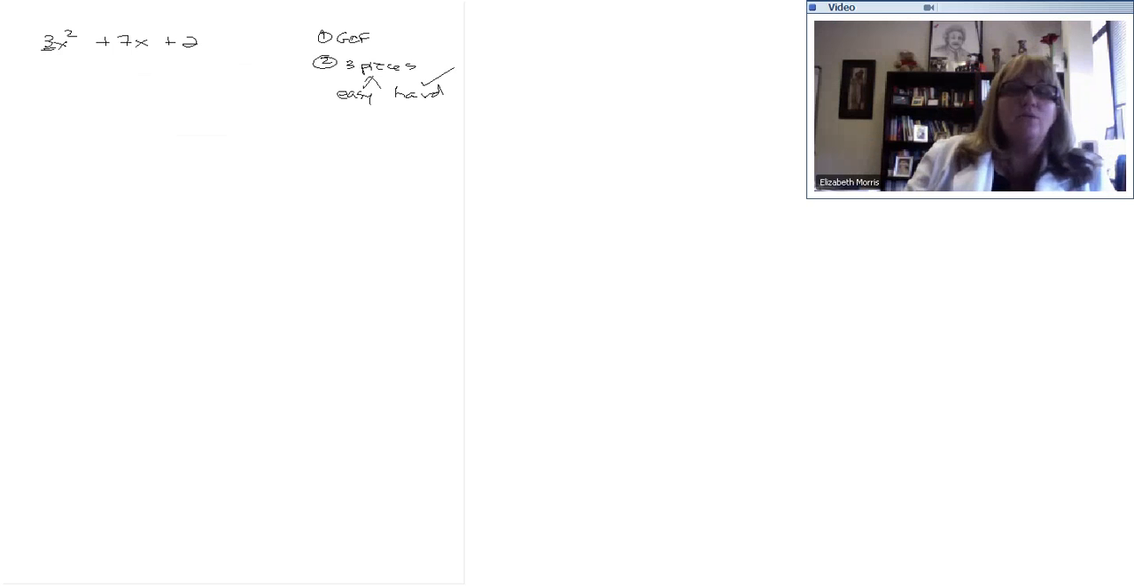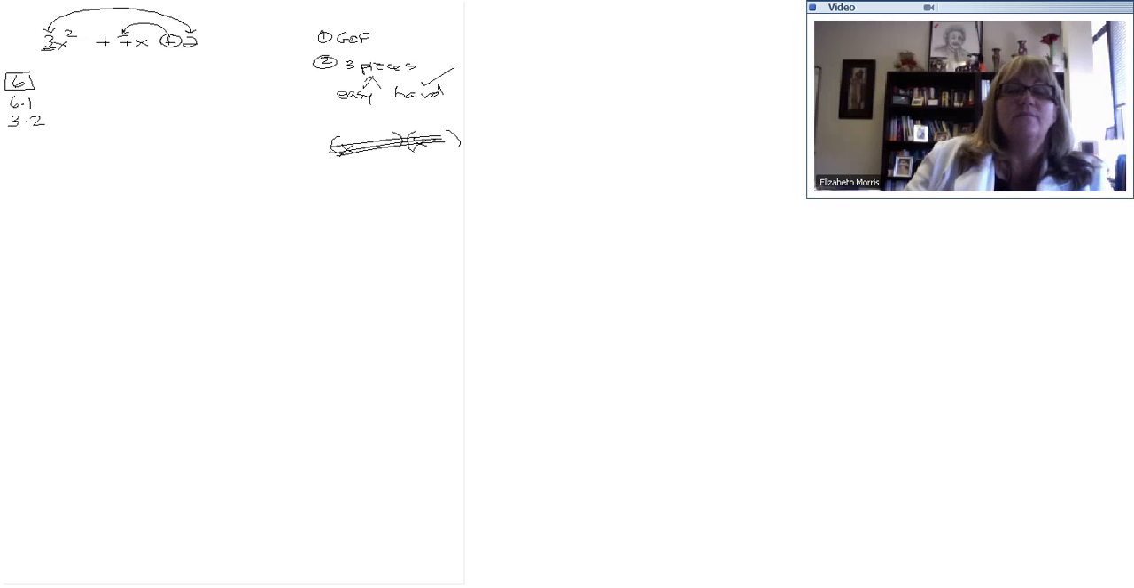This is how we do it. Whenever there's a number in front, you can't just put parentheses and go x and x. You can't do that, okay? So what you do is you multiply the first number and the last number, which gives you 6. That's your magic number. Think of the multiples of this number, 6 and 1 or 3 and 2. Which ones add up to 7?